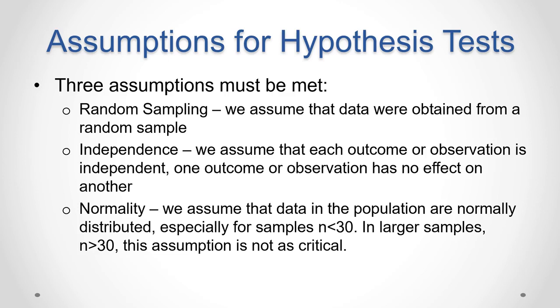And 3. Normality. We assume that data in the population are normally distributed, especially for samples of n less than 30. In larger samples where n is greater than 30, this assumption is not as critical. Remember, due to the central limit theorem.